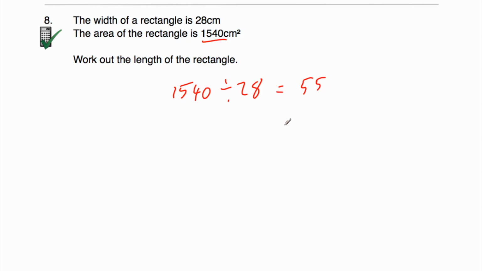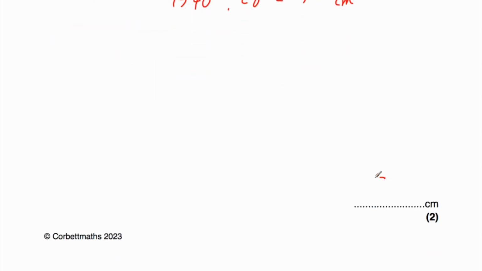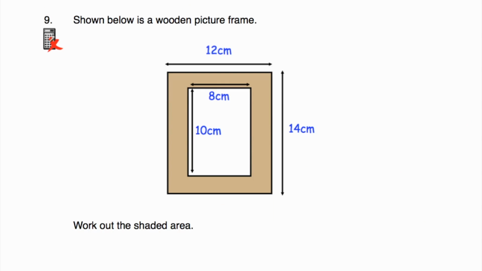So that means that this rectangle would have had a length of 55 centimetres. And we can check our answer. We can do the length times the width and see if we get the area. So 55 multiplied by 28 is 1,540. So the length of our rectangle is 55 centimetres. Okay, our next question.